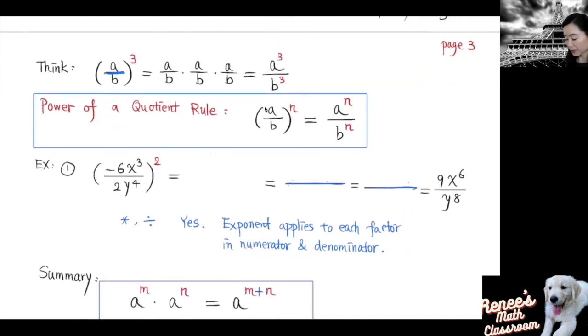Now let's try to do this exercise here together. The first thing we do is simplify inside the parentheses first. We will have -6 divided by 2. We'll get what? Negative 3. Yeah, you got it. So we got -3 over here. Now this one over here is a quotient, so we can apply the power of a quotient rule. We'll apply this power to the numerator and also apply the power to the denominator.